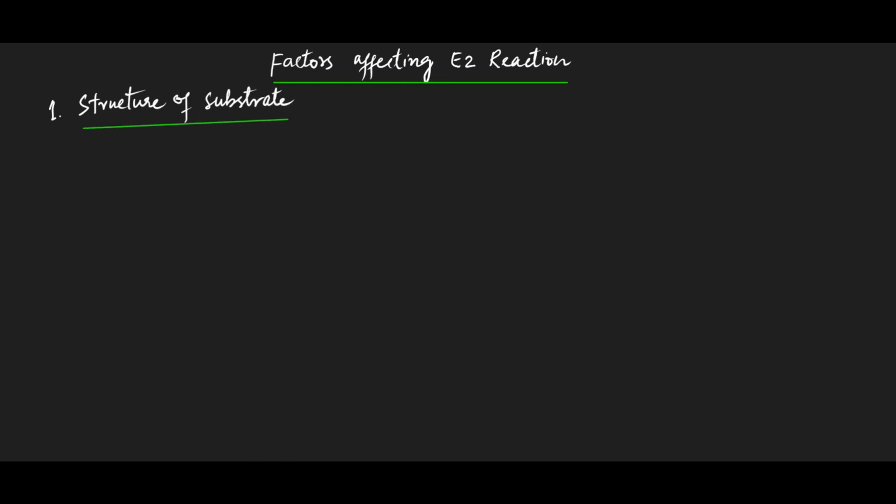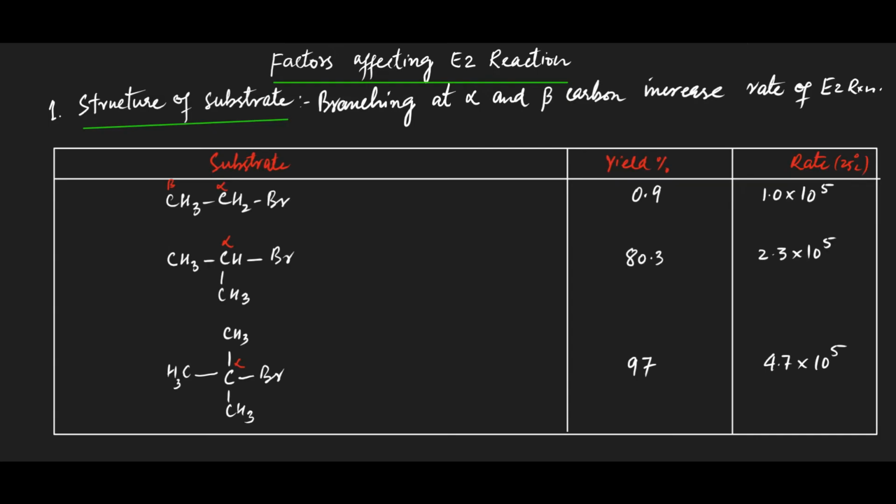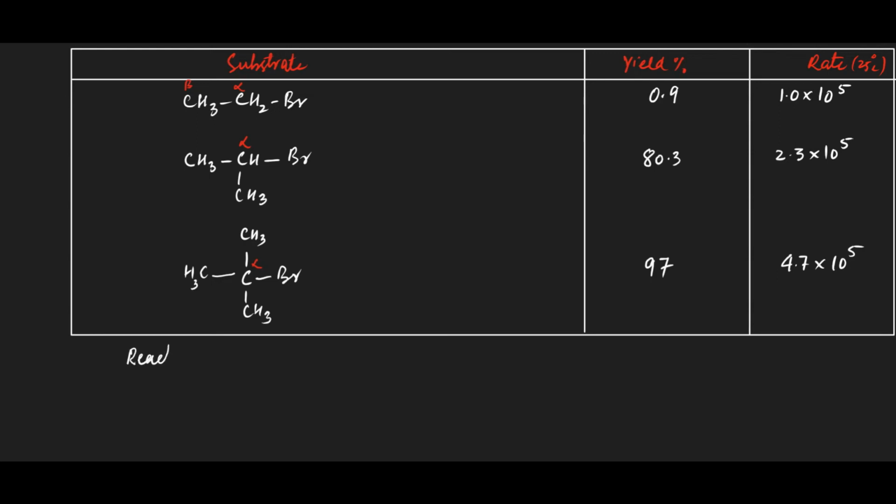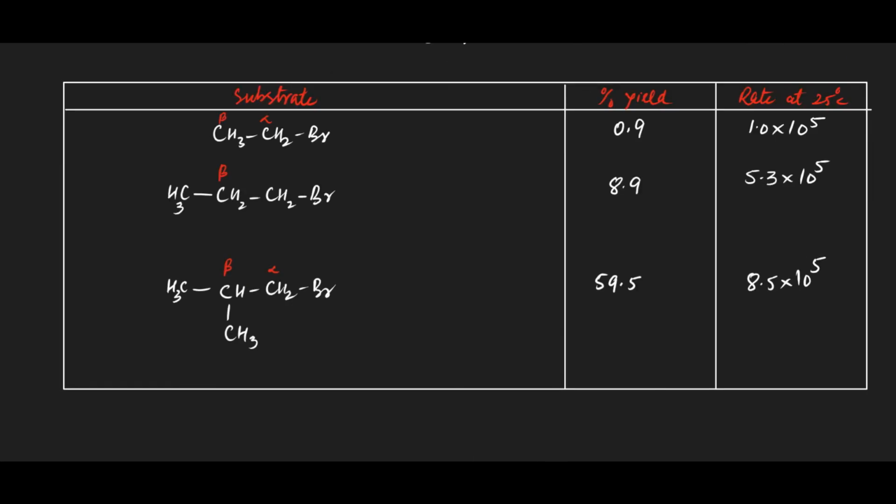Remember that branching at alpha and beta carbon increases the rate of E2 reaction. From this data, it is obvious that branching at alpha carbon increases the yield as well as the rate of the E2 reaction. Based on this data, it is clear that reactivity of alkyl halides in E2 reactions is tertiary greater than secondary, which has greater reactivity than primary. Similarly, from this data, it is obvious that branching at beta carbon increases the yield as well as the rate of the E2 reaction.